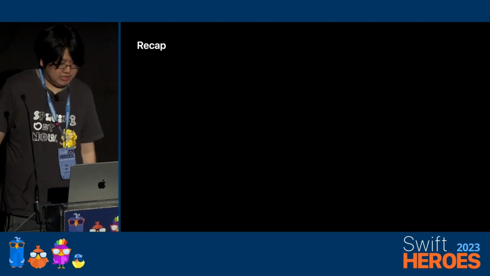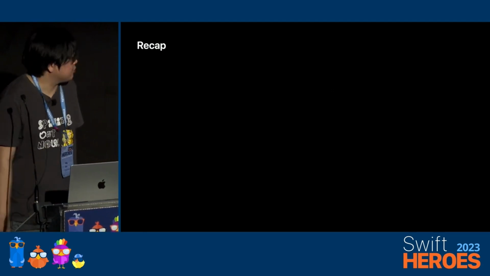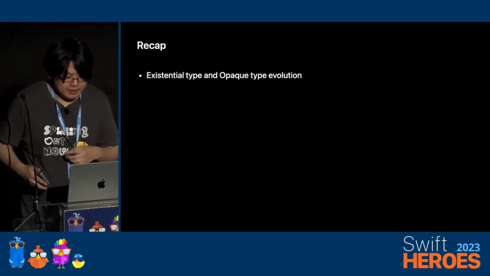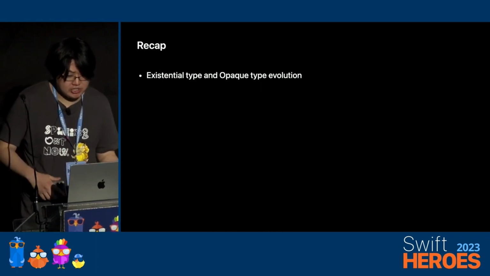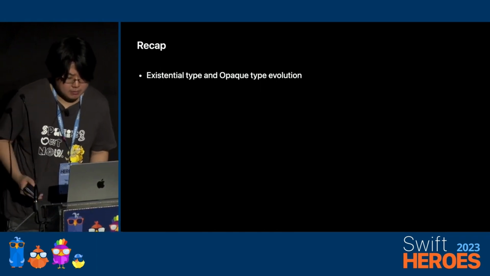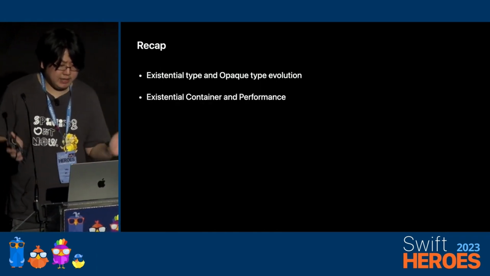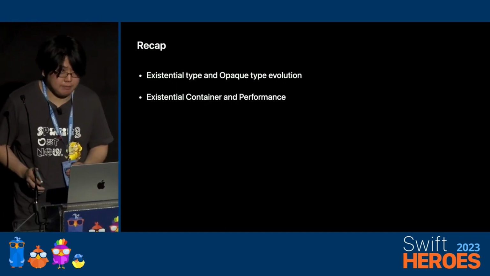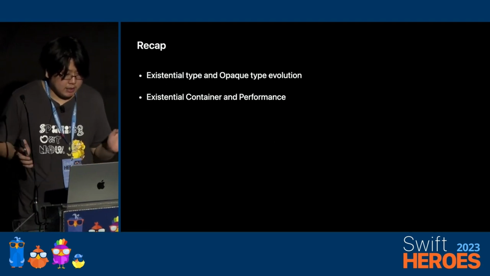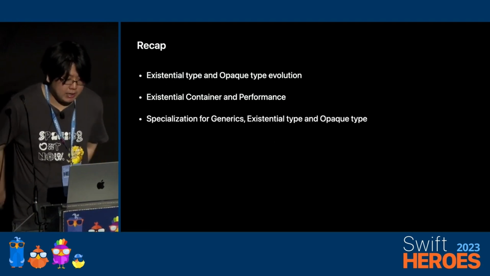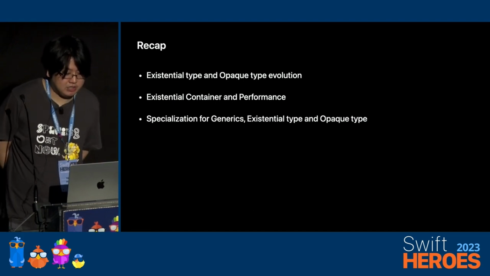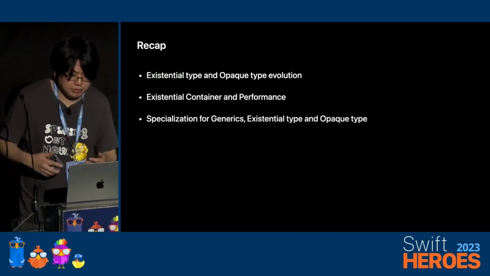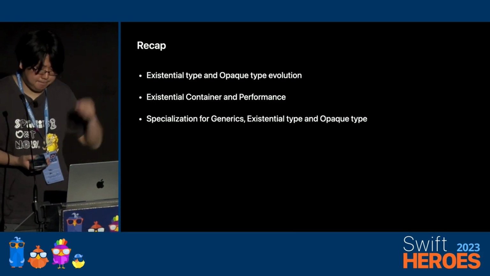Now, I've talked about the other sections of this. Let's recap what I talked about today. First, I talked about existential type and opaque type evolution with type level abstraction and value level abstraction. Next, we understood how Existential Container implements Existential Type and its performance. And in the end, I talked about how our any and some code is optimized. If this knowledge can help you maximize the performance of your Swift code, I'd be happy.